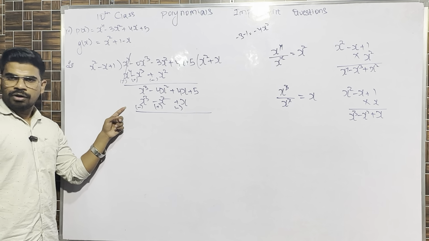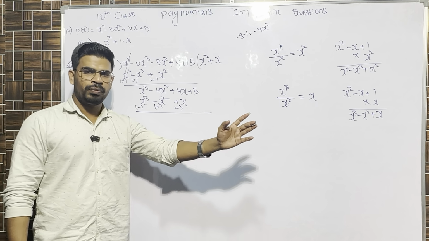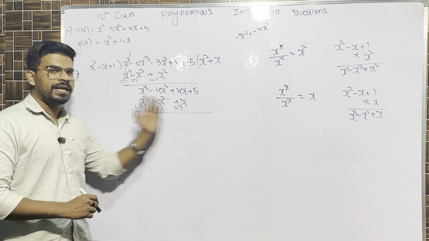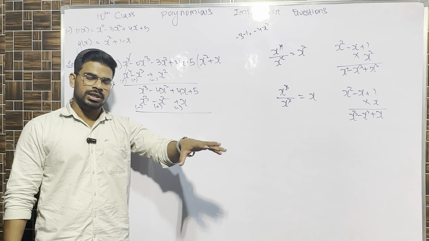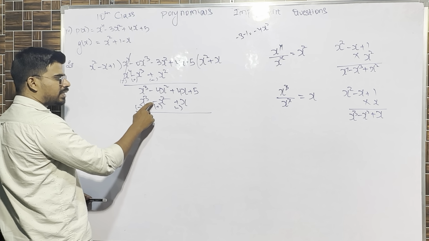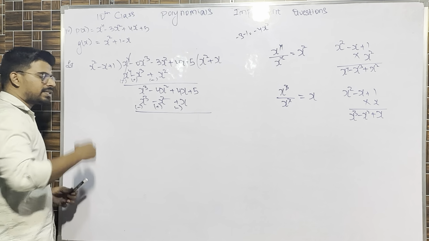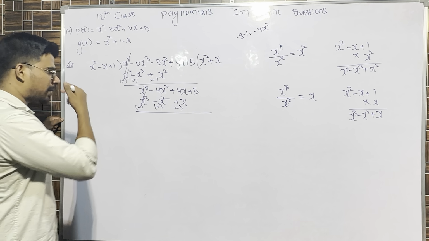So basically changing the sign means, in order to cancel the x cube, we have to change the sign of this term. We cannot just change the sign of the first term. We have to change the signs of the entire equation. If the term is in minus, it will become plus. If it is in plus, it will become minus. So the terms which are in plus will become minus, and the terms which are in minus will become plus. So x cube was in plus, it became minus. X square was in minus, it became plus. X was in plus, it became minus. And why did we do that? In order to cancel the x cube terms. So now x cube terms are cancelled.